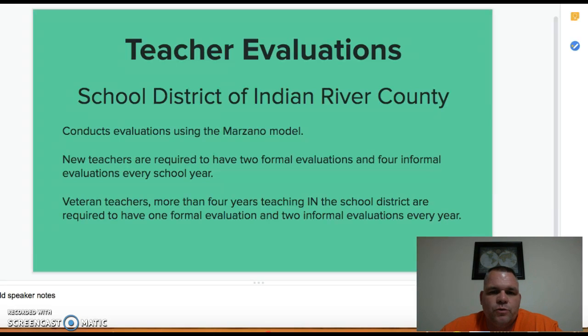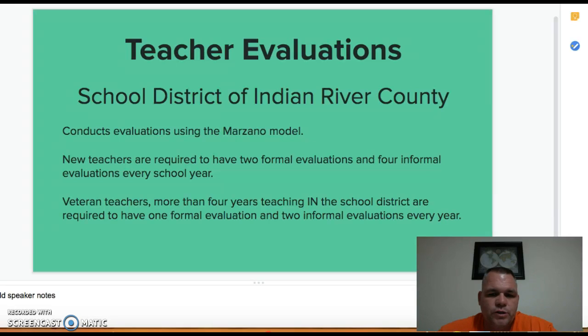We start our evaluation with what we nickname the IPI-DIPI. It's an individual professional development plan, and you lay out your plan for the year as far as what you're going to teach, how you're going to teach it, and then your own professional development, what you're doing to improve, what you have done, what you're going to do during the school year to improve yourself. And then we do a halfway point, sit down with that also, and kind of fine-tune it.